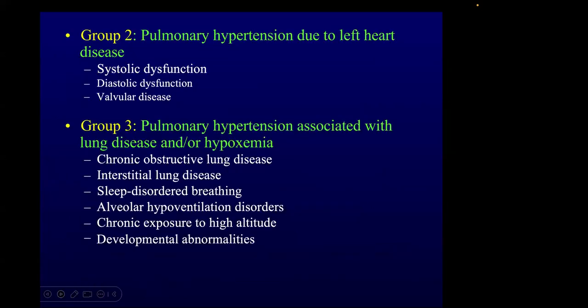Group 2, pulmonary hypertension due to left heart disease: systolic dysfunction, diastolic dysfunction, and valvular heart disease. Group 3, pulmonary hypertension associated with lung disease or hypoxemia: chronic obstructive lung disease, interstitial lung disease, sleep disorder, alveolar hypoventilation, chronic exposure to high altitude, and developmental abnormalities.